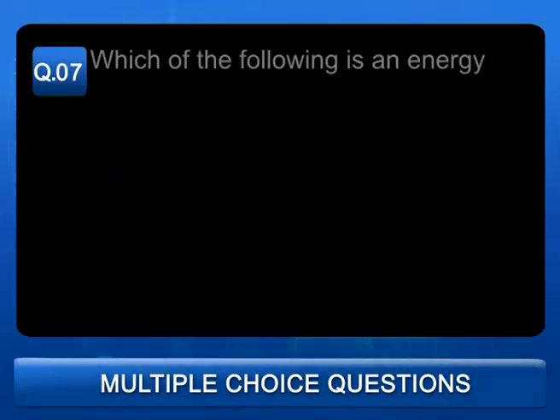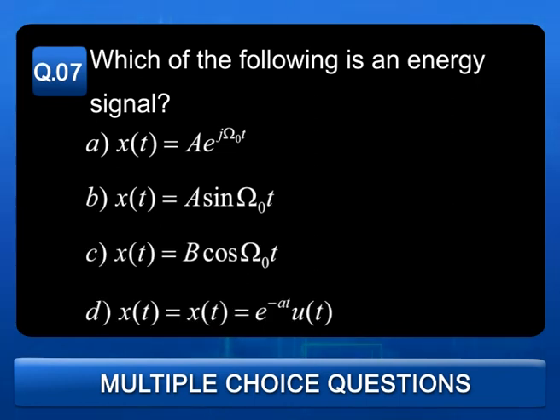Let's quickly move on to the seventh question. Which of the following is an energy signal? A, x of t is equal to A e to the power of j omega naught t. B, x of t is equal to A sin omega naught t. C, x of t is equal to B cos omega naught t. D, x of t is equal to e to the power of minus at u of t.